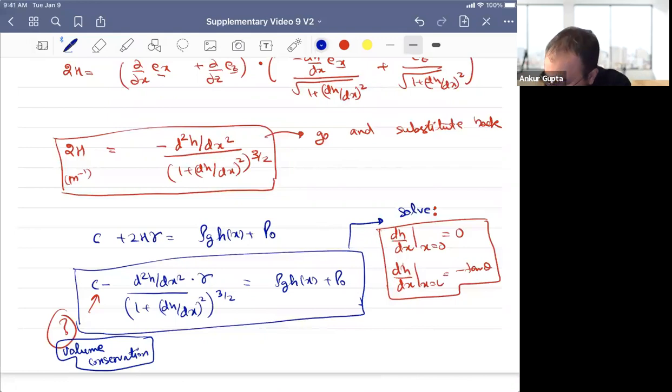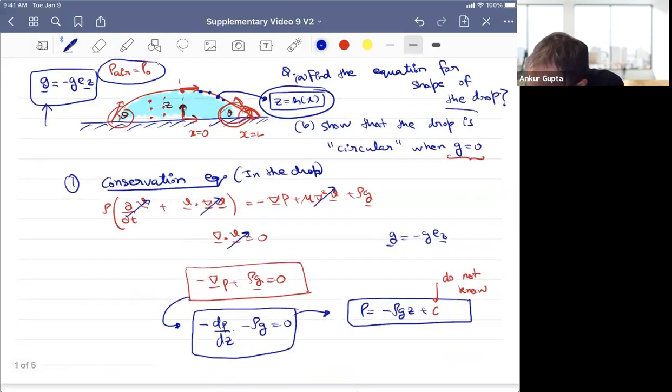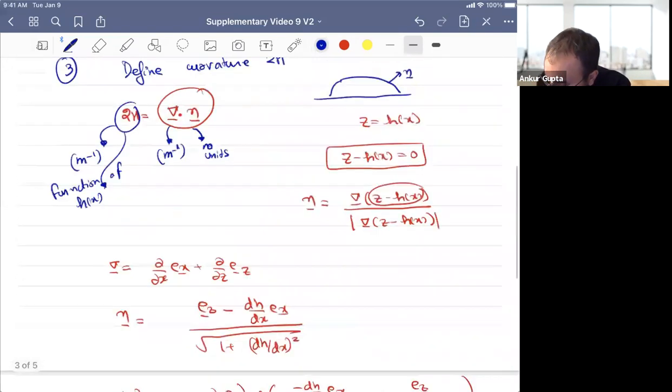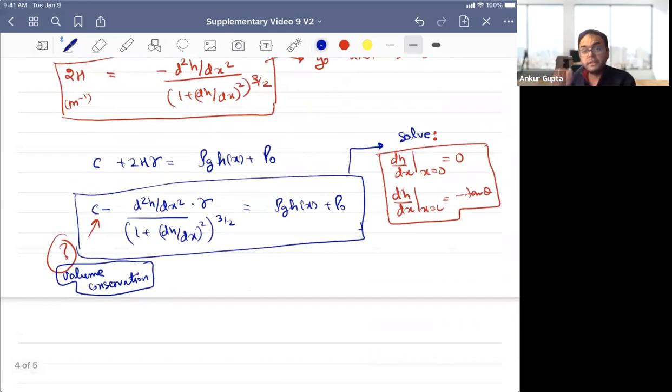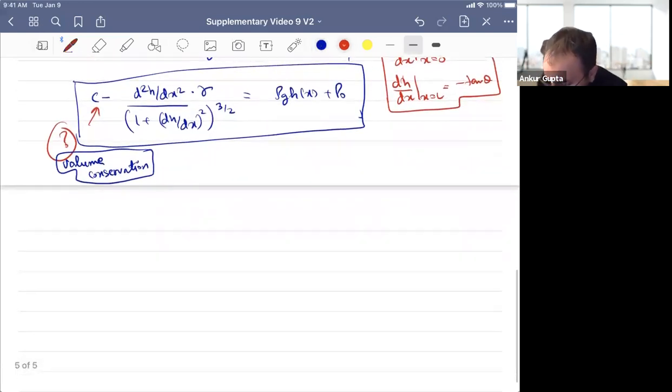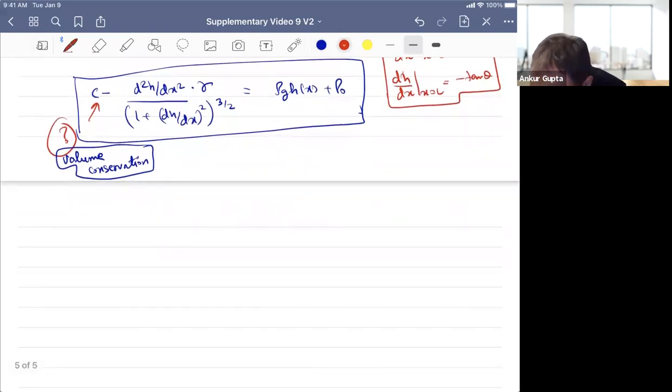Now the second portion is to show that the drop is actually circular when g goes to 0. This is again important because you may have heard long back that drops are spherical because it minimizes the surface area. That's true, but you probably have never actually shown it mathematically. This is a 2D problem. In the 3D problem, this will become a spherical drop. So let's assume g is equal to 0.